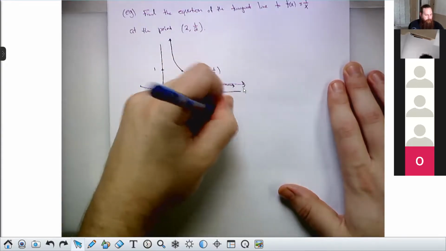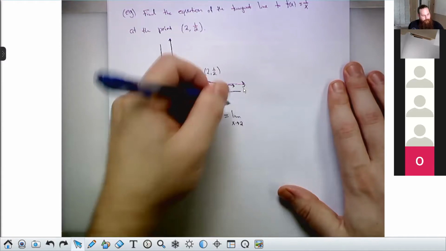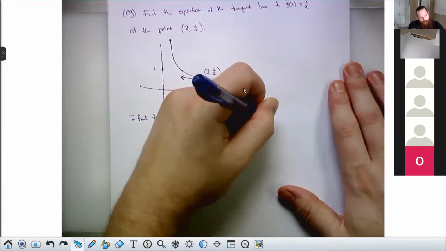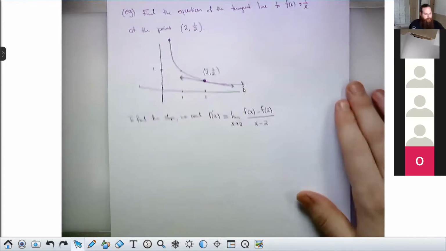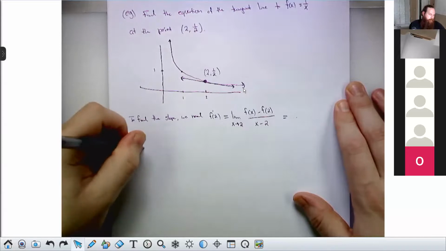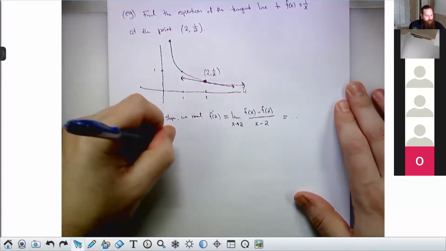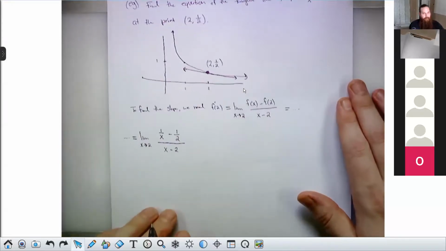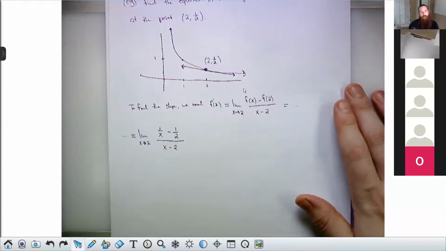And I know that F primed of 2 is the limit as, I'll do the x to a definition. So this is the limit as x goes to 2 of F of x minus F of 2 all over x minus 2. And then I'll continue the calculation down here. This is the limit as x goes to 2. F of x is 1 over x. F of 2 is 1 over 2. And so my limit looks like this. Now if I plug in 2 for x, the bottom is 0. The top is also 0, so we got problems. We got to do some algebra.